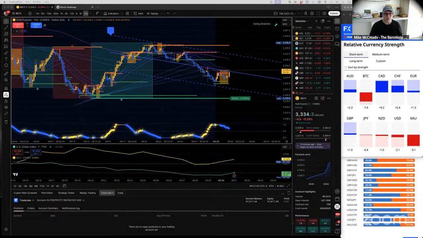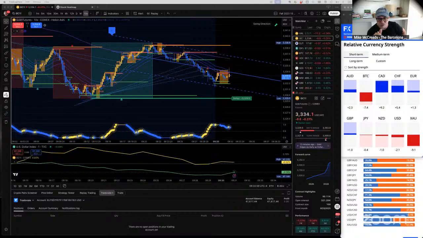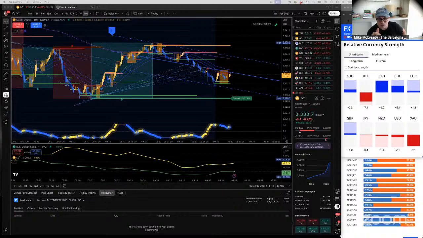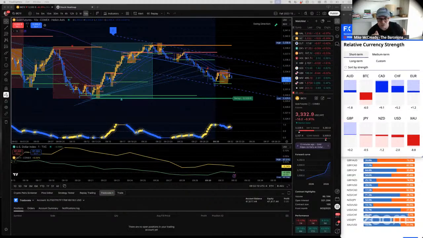Now I really only want to take an A or an A plus setup here. I'm up for the day. Not up by much. I don't want to give it back. And I would risk giving it back if I took a less than an A plus setup.